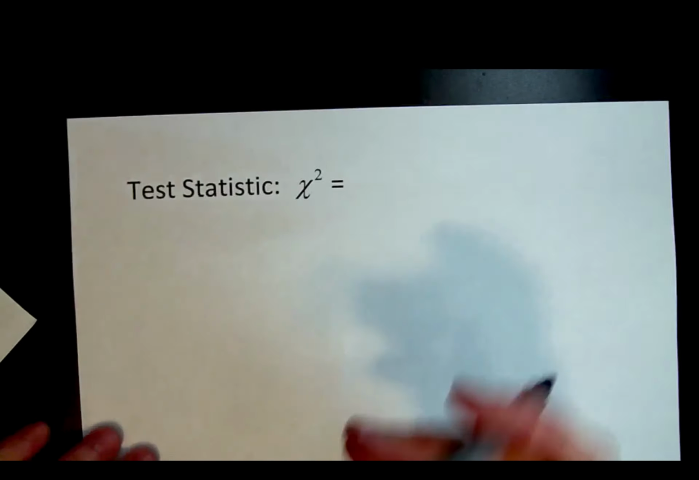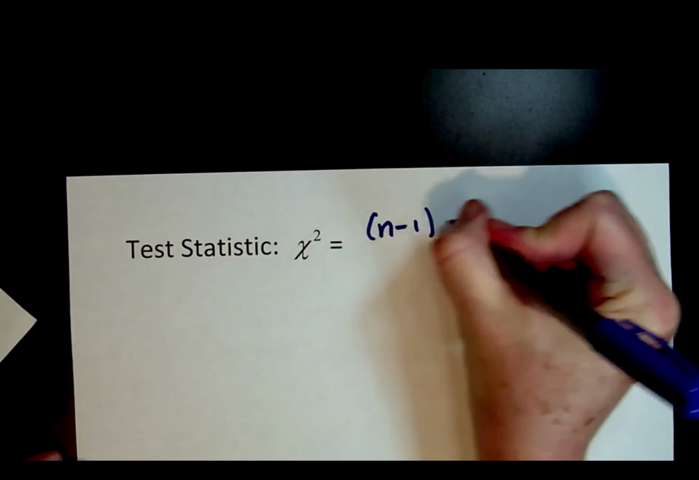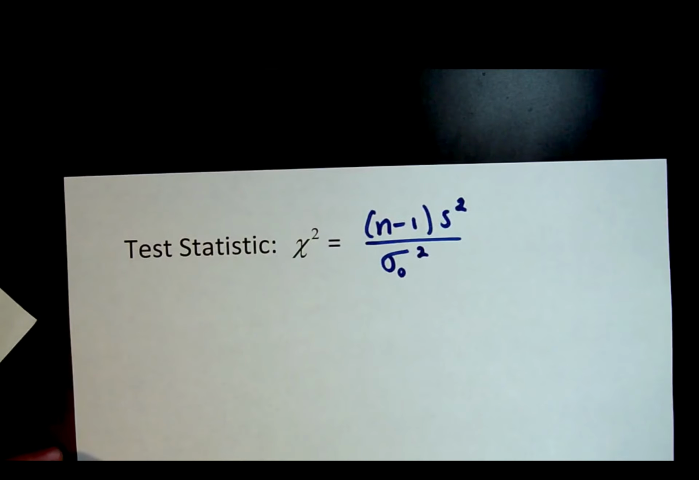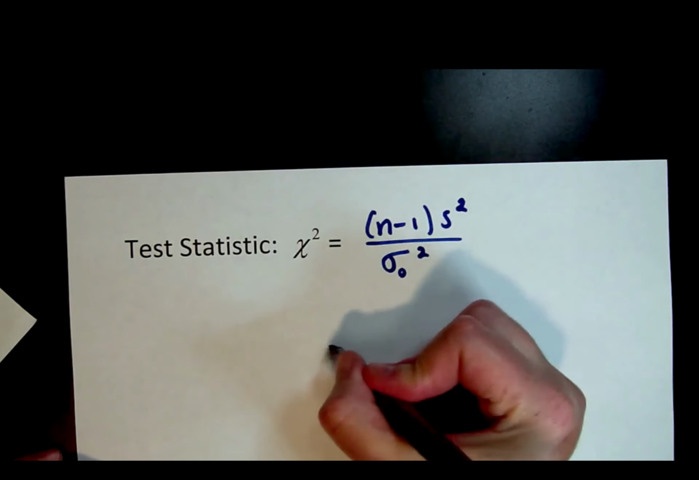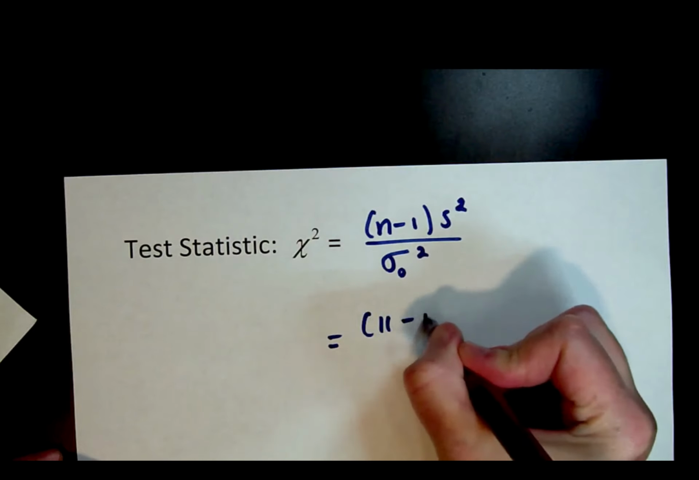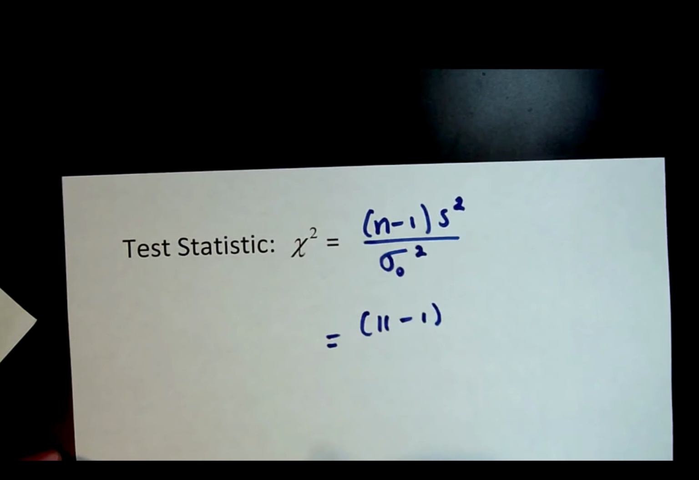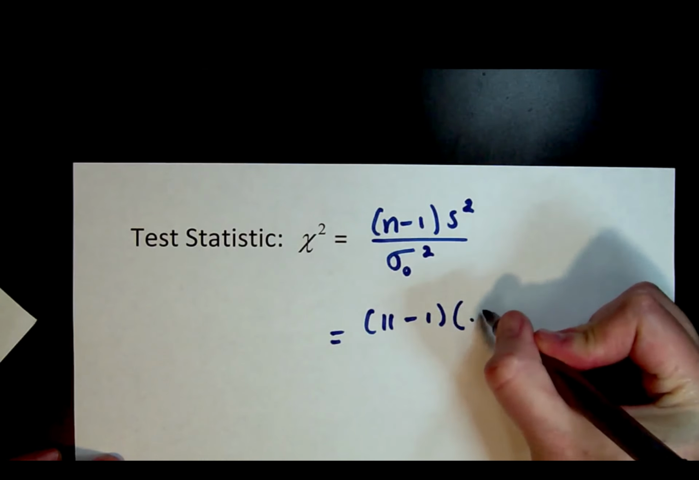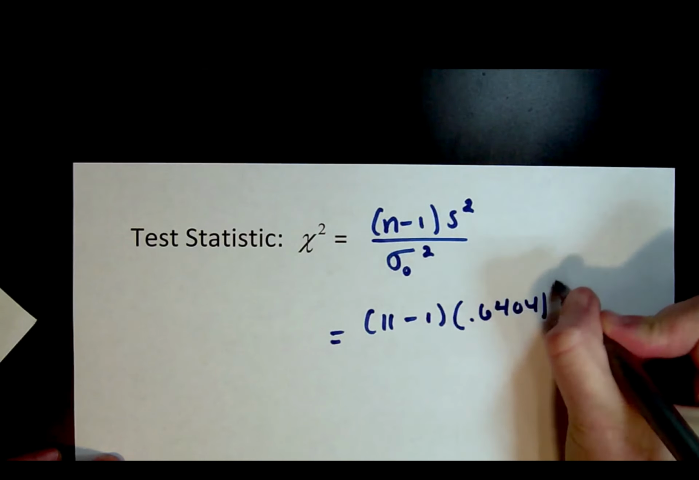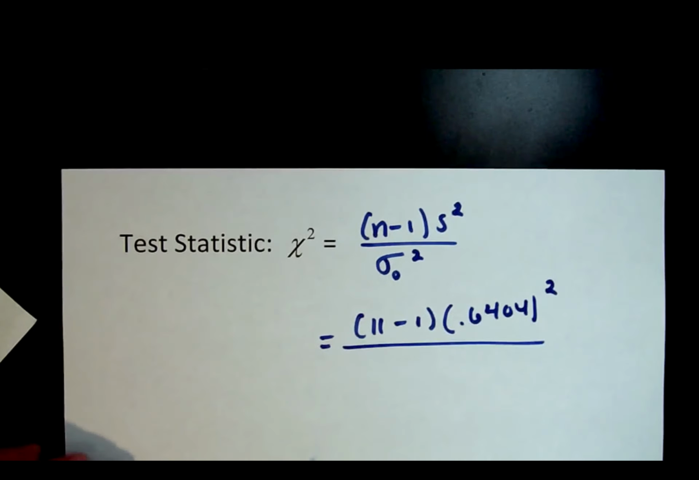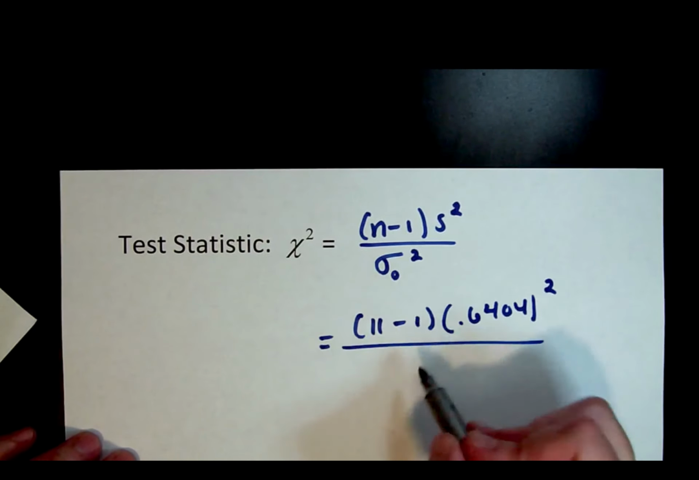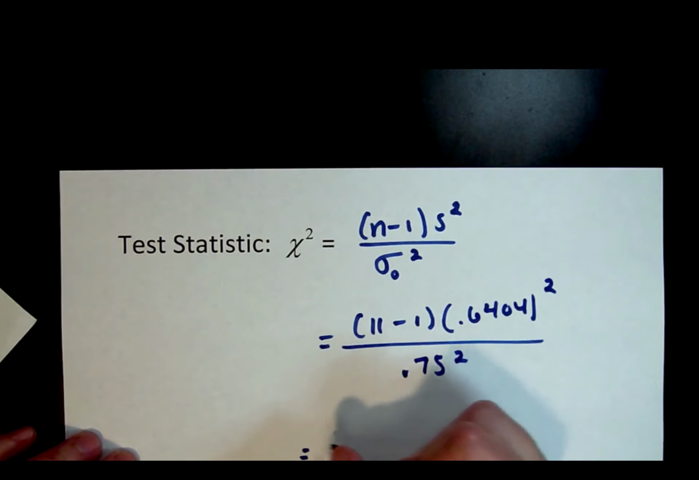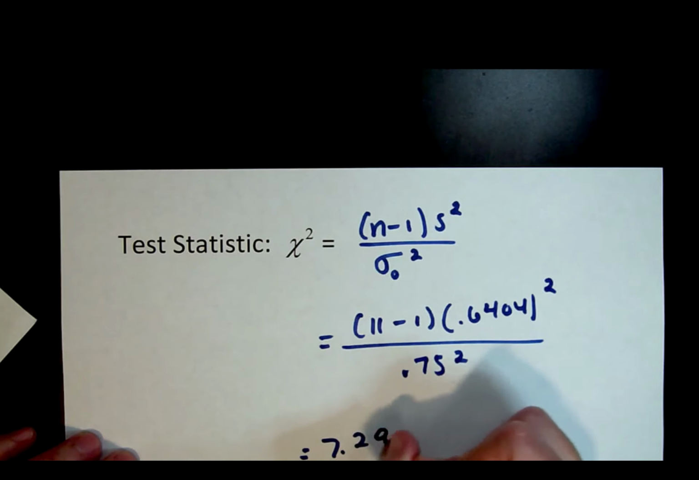So chi-square, we're going to do (n-1) s squared over the assumed sigma squared. Our sample size is 11. So 11 minus 1, and notice that's also the number of degrees of freedom. The sample standard deviation was 0.6404. We're squaring that. And then in the null hypothesis, we assume that the standard deviation is 0.75. Okay, so run those through a calculator and you get 7.291.